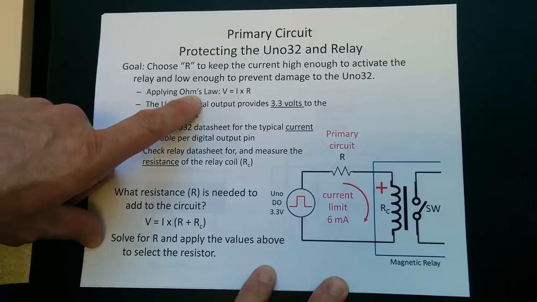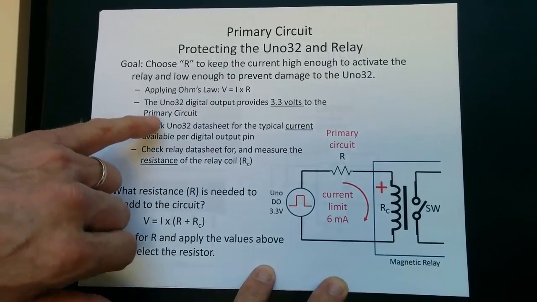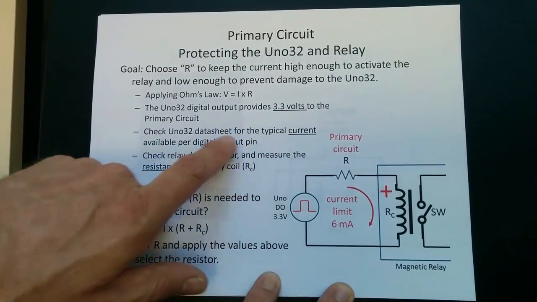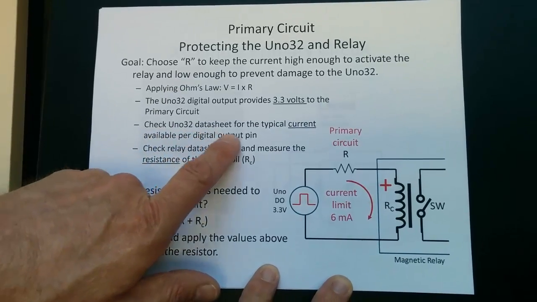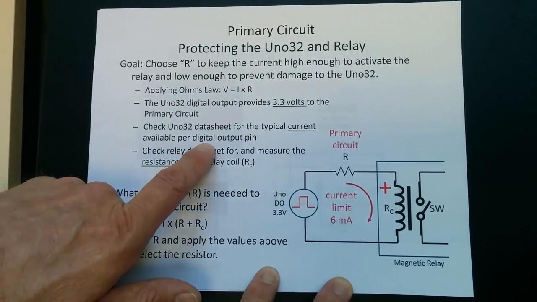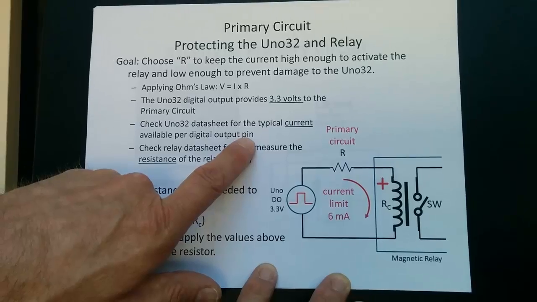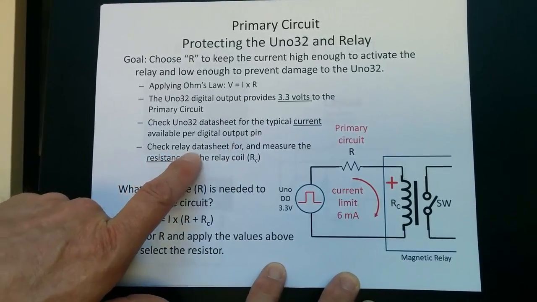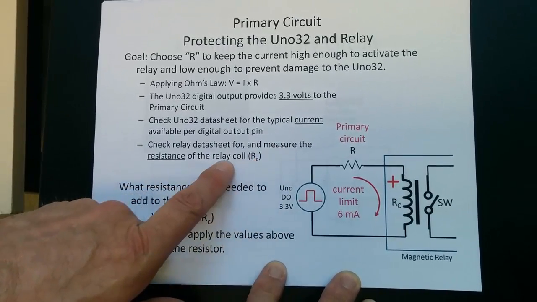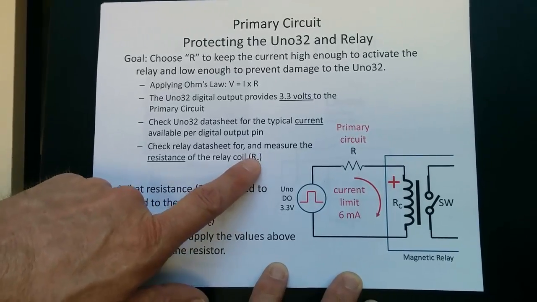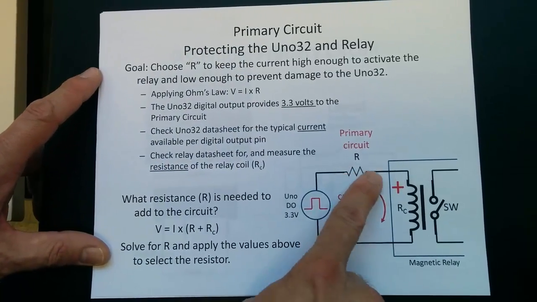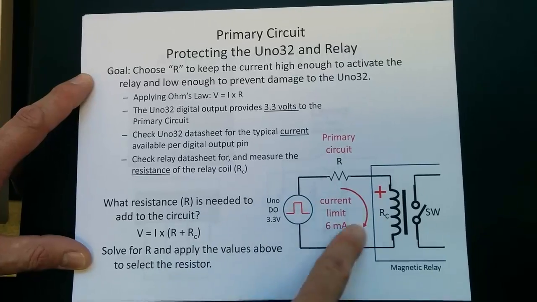So again, we're going to apply Ohm's law that we practiced in week 8. We want you to look at the UNO 32. Each digital output provides 3.3 volts. Now, we want you to check the UNO 32 data sheet for a typical current. It's available in the reference materials. Take a look at it and find out what's available on each digital pin, what typical operating current would be. Also, there's a relay data sheet, and you should be able to check for the resistance of the coil, and then also measure the resistance of the coil to get some practice there. And so you'll have the resistance, the expected current, and the voltage, and with that you should be able to work out what the resistance that you're going to add is to limit the current.